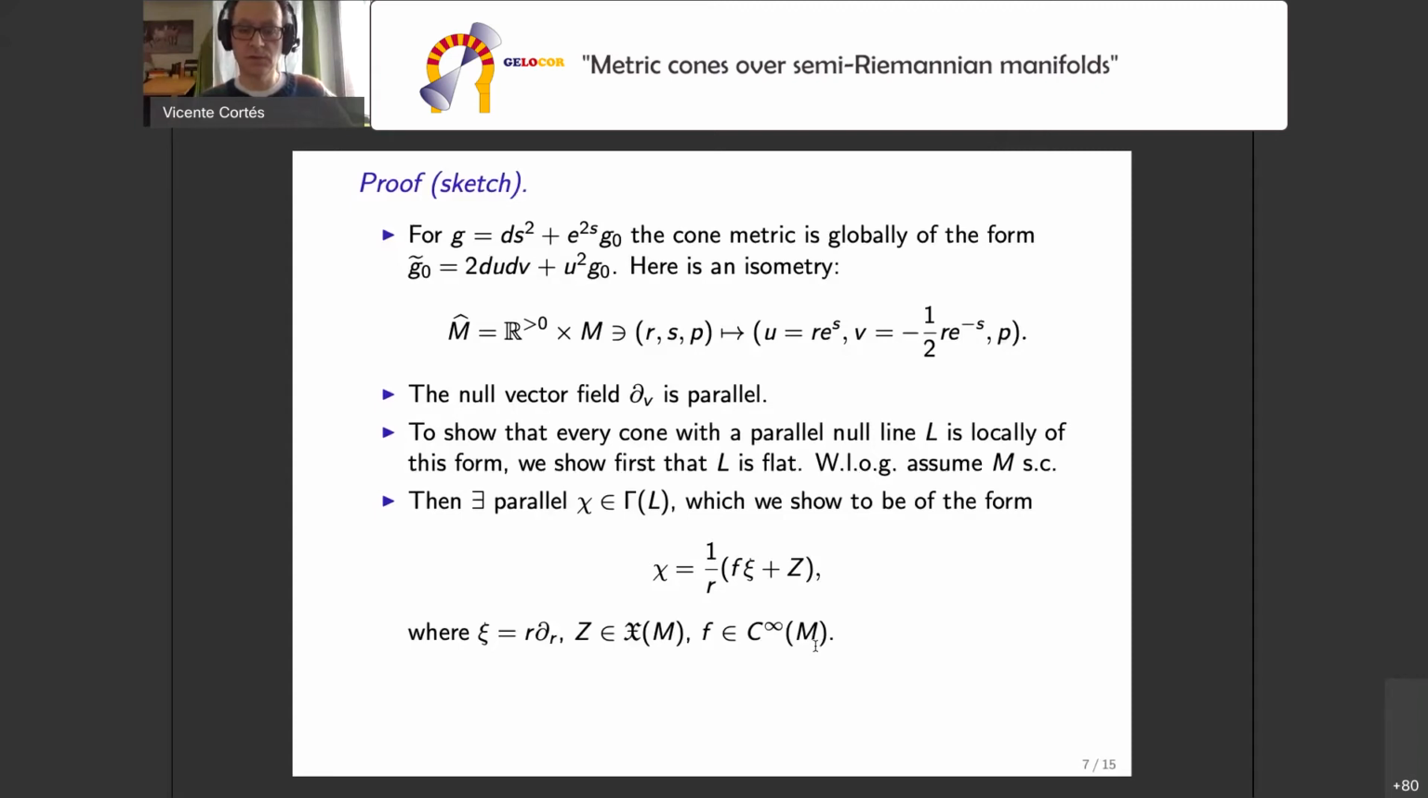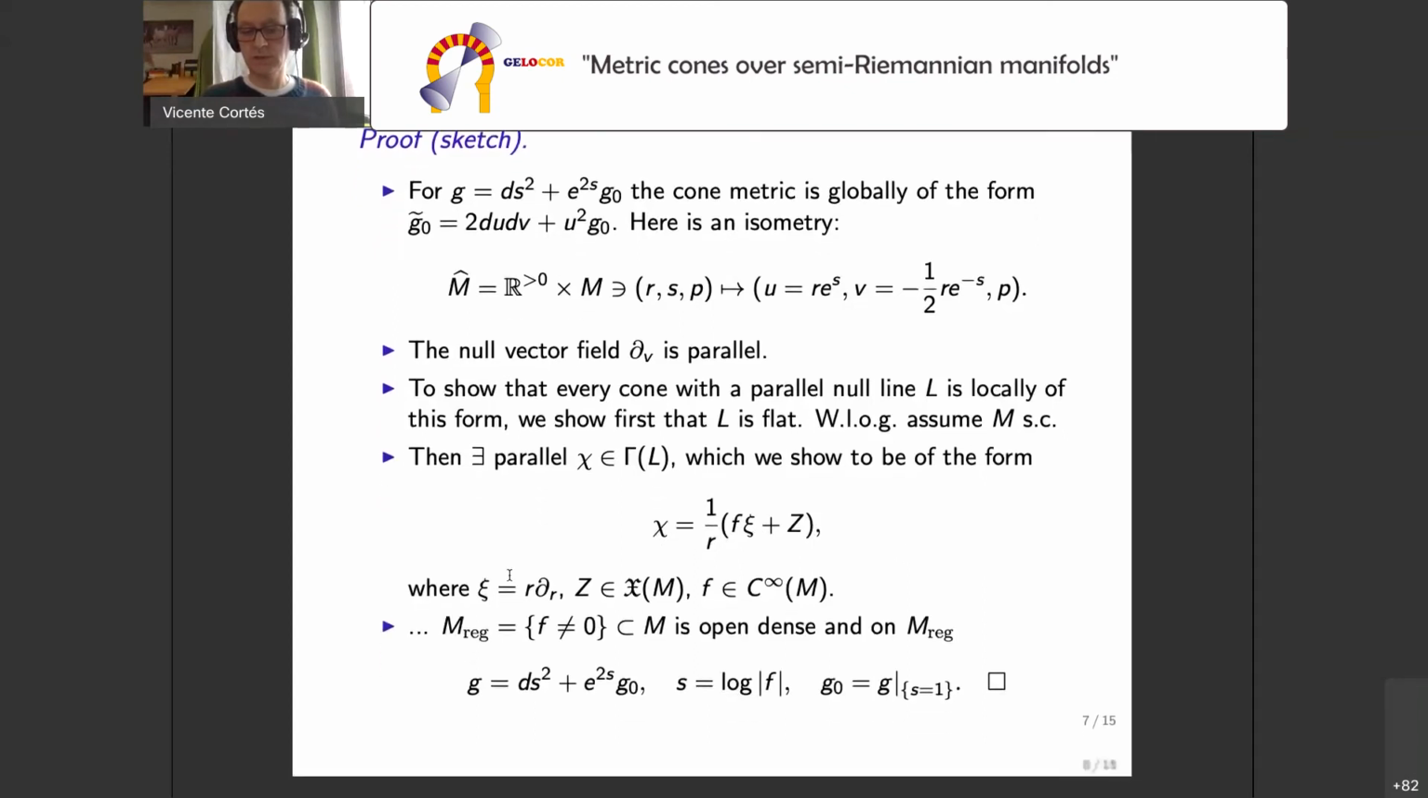So you compute the Lie derivative of chi with the Euler field, using that the torsion of the Levi-Civita connection is 0 and the formulas for the connection. And then you can show that the coefficient over psi of this parallel vector field chi is of the form 1 over r times f, where f is a function on the base. And also you show that the tangent part will be, up to rescaling with a factor 1 over r, a vector field on the base manifold.